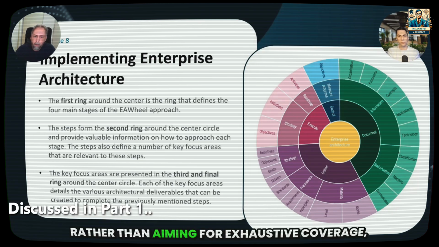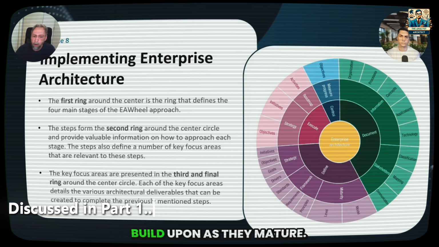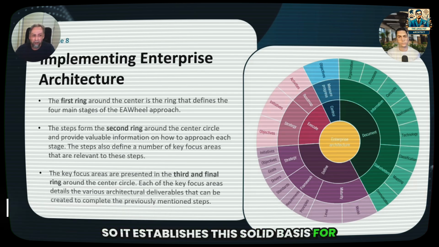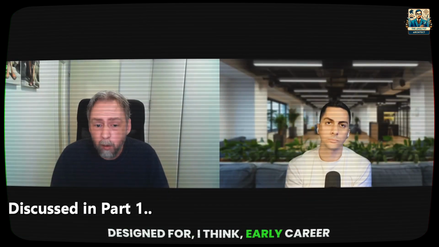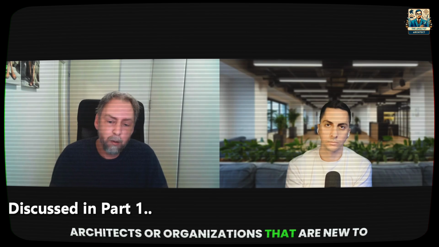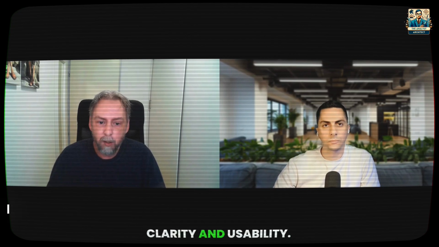Now, rather than aiming for exhaustive coverage, the EA wheel approach provides a scalable foundation that organizations can build upon as they mature. So it establishes a solid basis for effectively adopting and applying the core principles of the TOGAF standard. Designed for, I think, early career architects or organizations that are new to architecture, the enterprise architecture implementation wheel approach emphasizes clarity and usability.